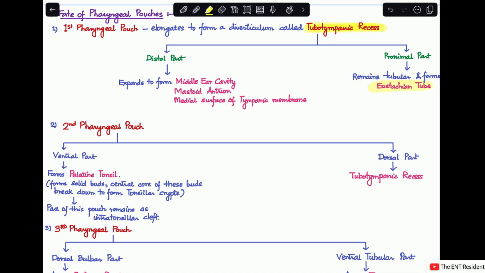Next, coming to the second pharyngeal pouch. This has a ventral part and a dorsal part. The dorsal part contributes to the formation of the tubotympanic recess with the first pharyngeal pouch, and the ventral part forms the palatine tonsil. In this formation, first it forms solid buds, and the central core of these buds then breaks down to form tonsillar crypts. And part of this pouch may remain as the intratonsillar cleft.